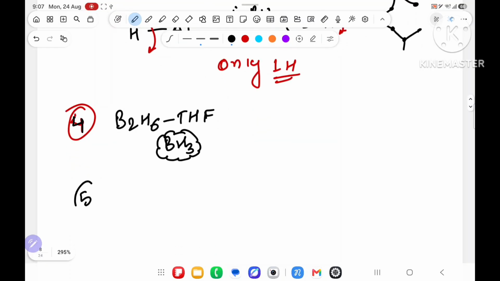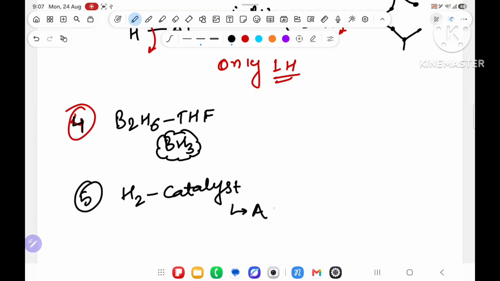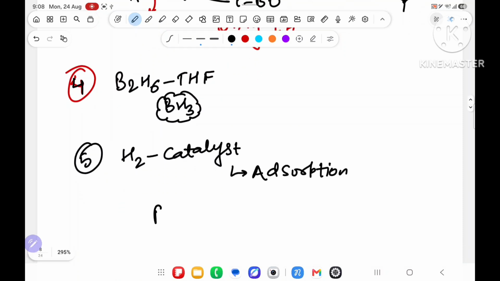Next reagent is H2 with catalyst. H2 with catalyst will do adsorption on the hydrocarbon. Yes sir, what is there? R, C double bond O, C double bond O and H is there. What will you do? You will take a nickel or platinum or palladium catalyst.